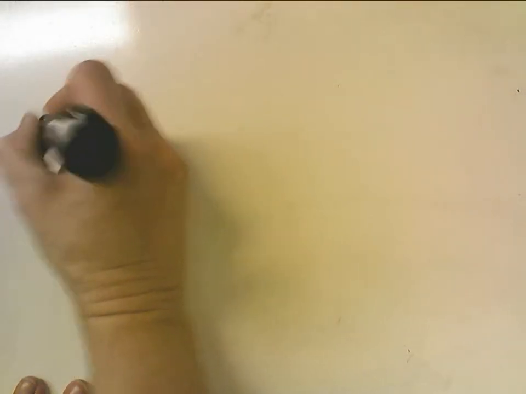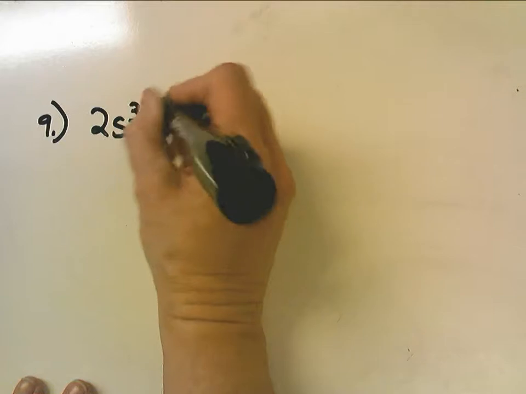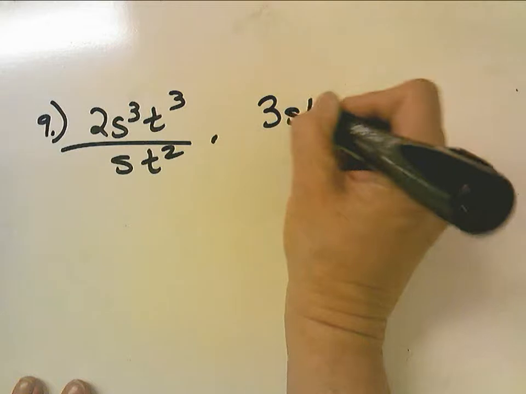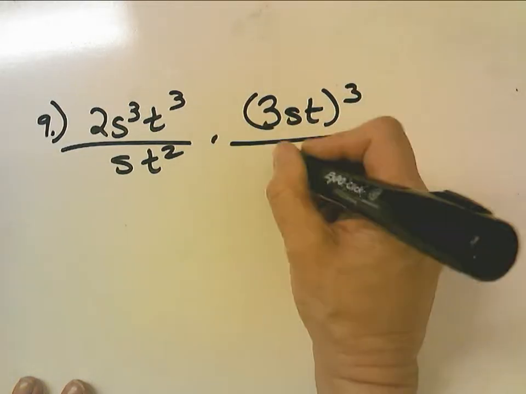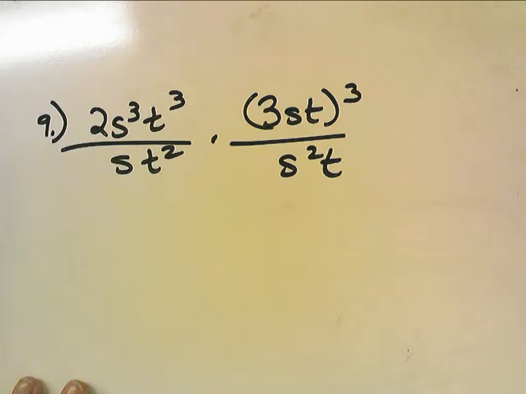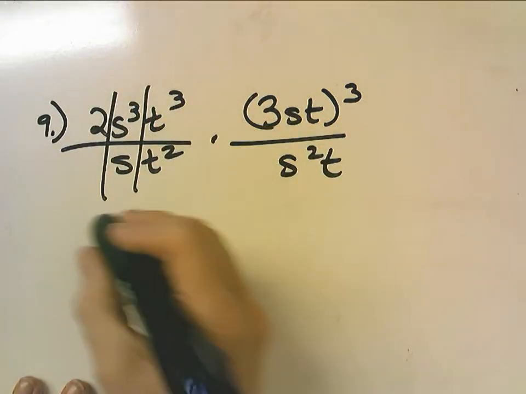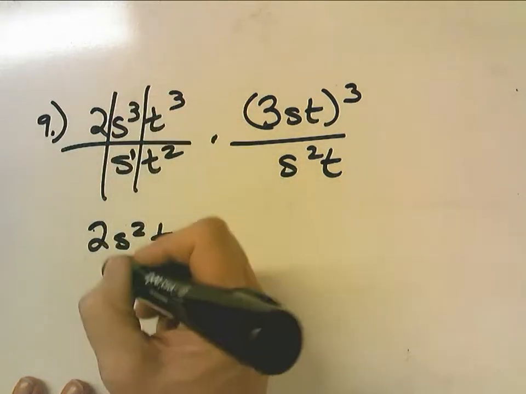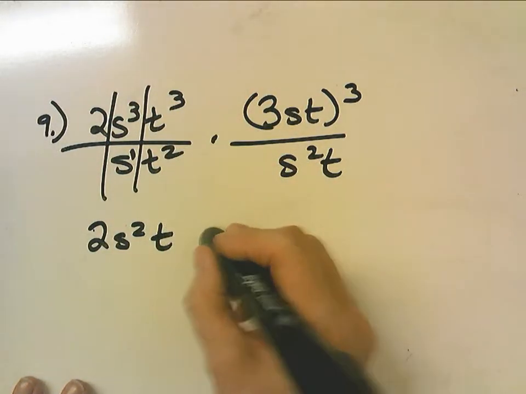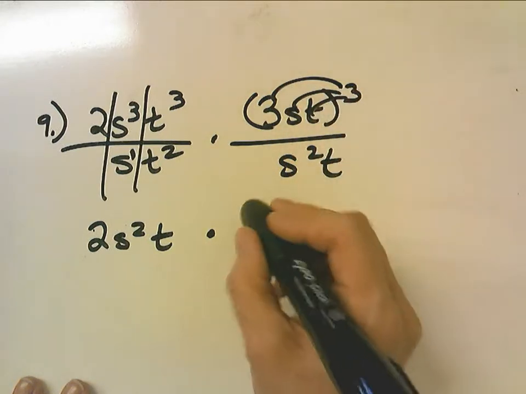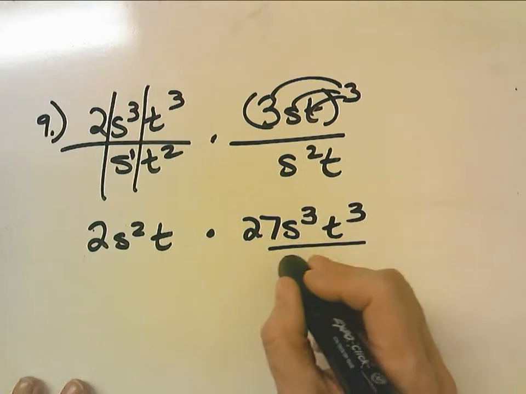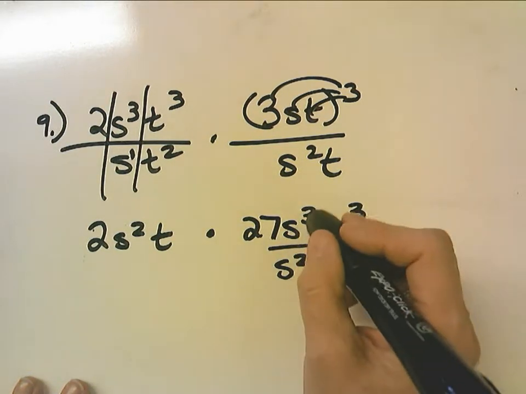And now, number 9. So 2s cubed t cubed over st squared times 3st cubed over s squared t. So the first thing I would do is simplify this. That becomes 2s squared t, because 3 minus 1 is 2, 3 minus 2 is 1. Then I have to do 3 cubed s cubed t cubed. 3 cubed is 27, s cubed t cubed, and this is over s squared t.